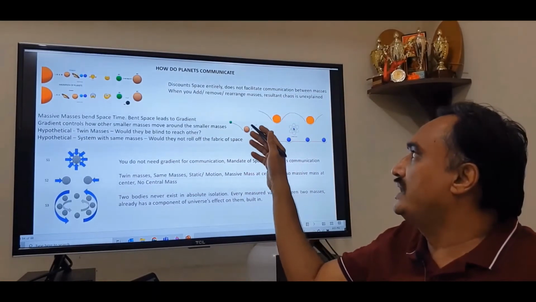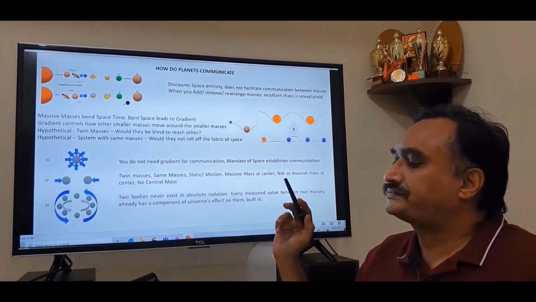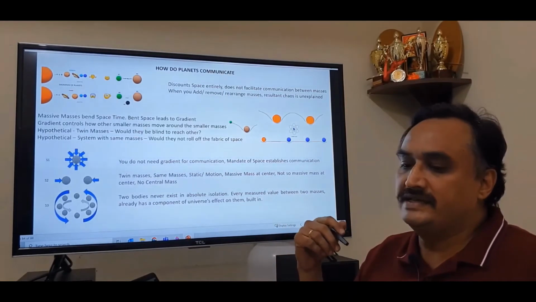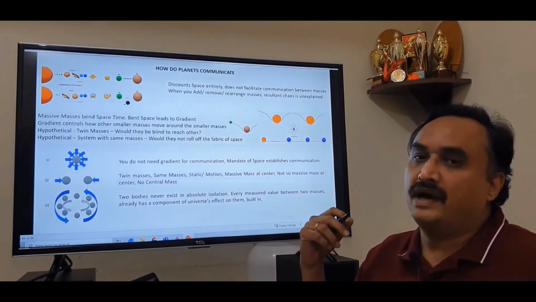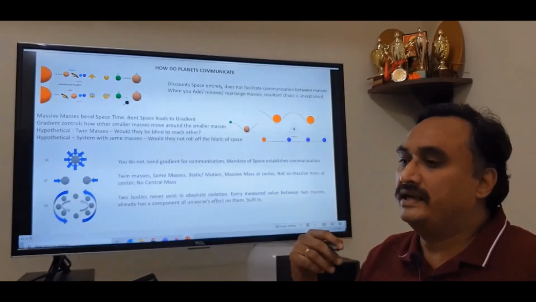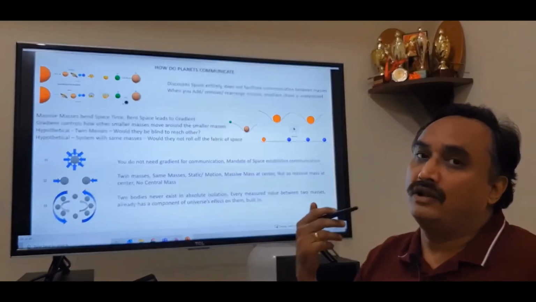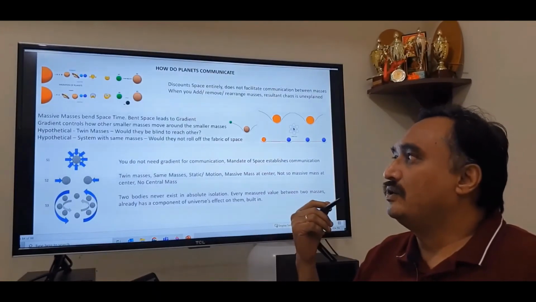This was improved in case of Einstein's theorem, wherein it was suggested that massive masses have a tendency to bend the space-time around it, and that bent space leads to a gradient. That gradient is the one which is going to guide all the small masses which are going around it.